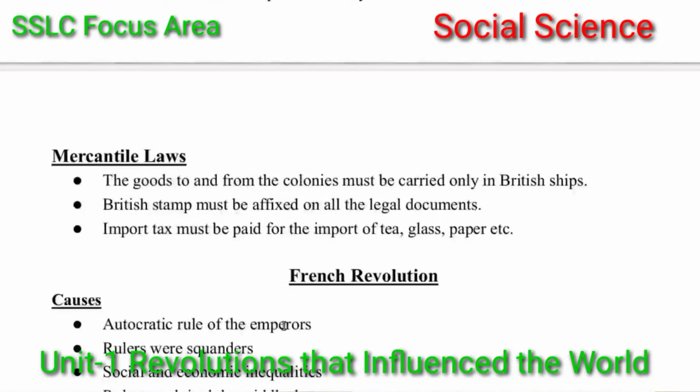Mercantilist laws. What are they? The goods to and from the colonies must be carried only in British ships. British stamps must be affixed on all legal documents. Import tax must be paid for the import of tea, glass, paper, etc. These are the mercantilist laws. This one we should write at the beginning.